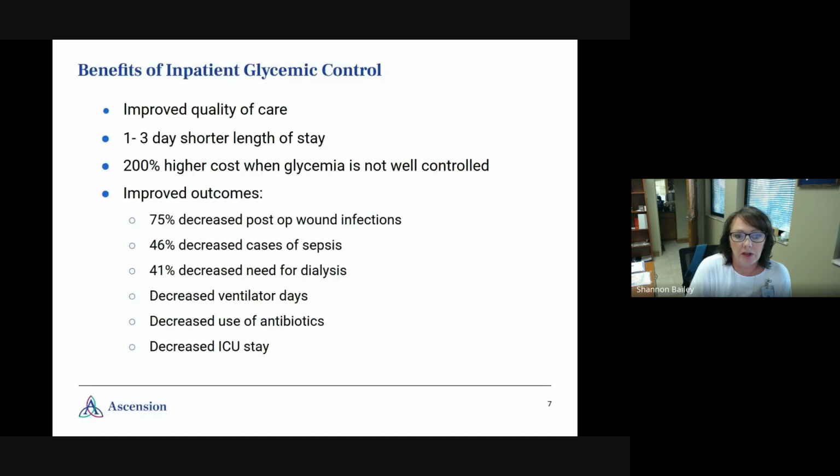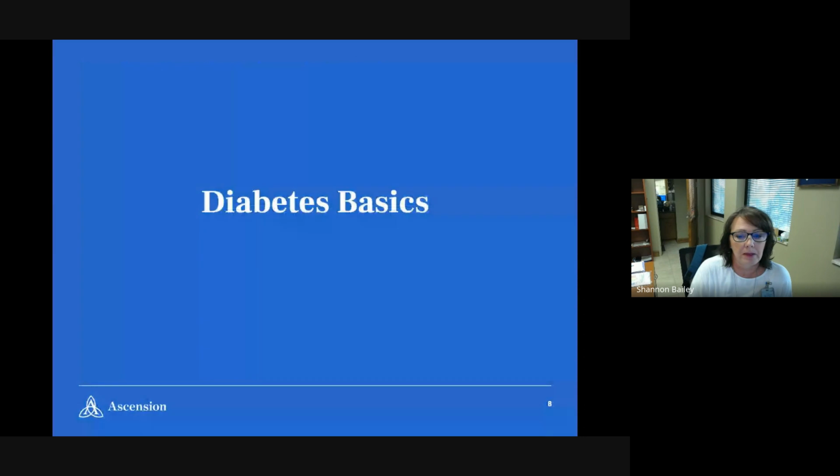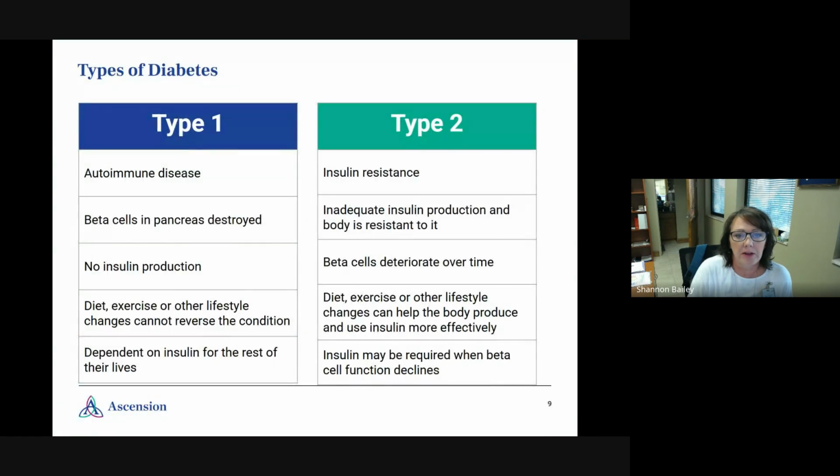Controlling glucose in the hospital has a 75% decreased post-op wound infection, 46% decreased cases of sepsis. And you can read here on the slide all the improved outcomes that you get when you control the patient's blood sugar well. So let's kind of talk about the diabetes basics.